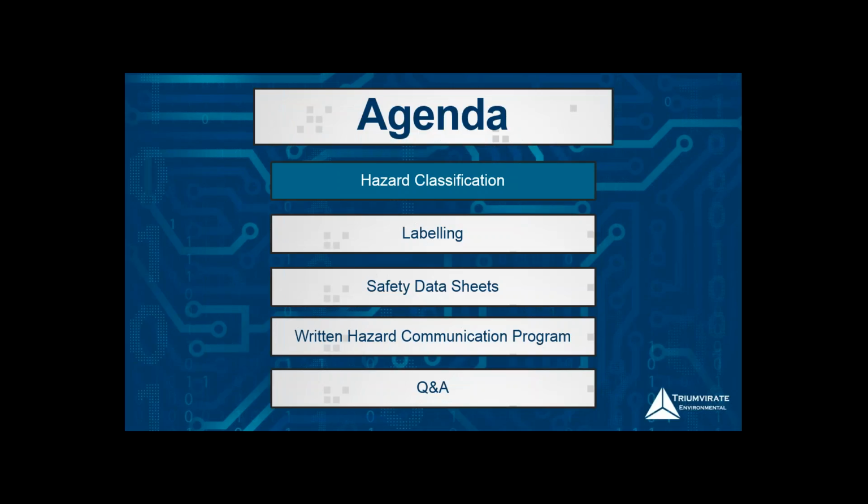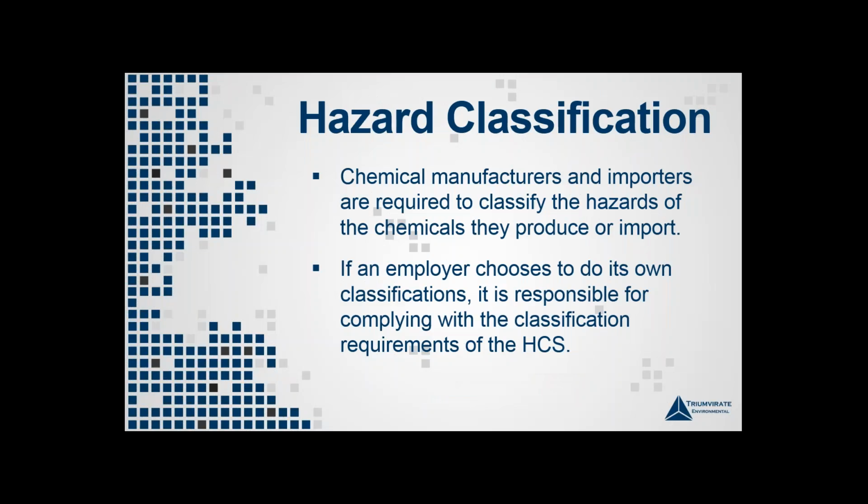We'll go over the hazard classification, labeling, safety data sheets, the written program, training, and then finally we'll wrap up with some questions, and hopefully I have some answers for you. Okay? All right. So the hazard classification part of this is only if you are the chemical manufacturer or an importer. Okay, because I get questions about this part of it too a lot.